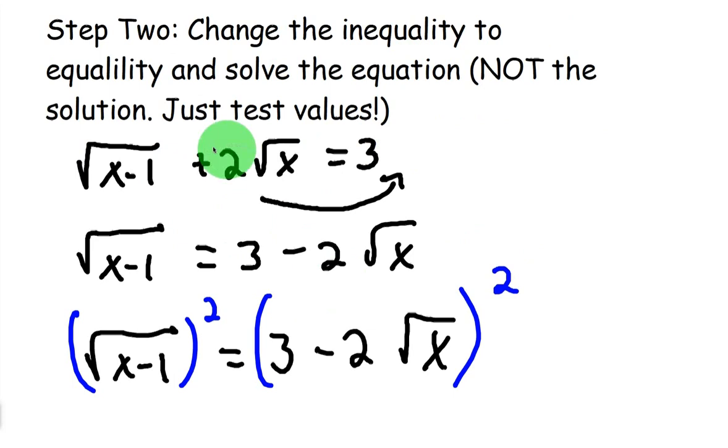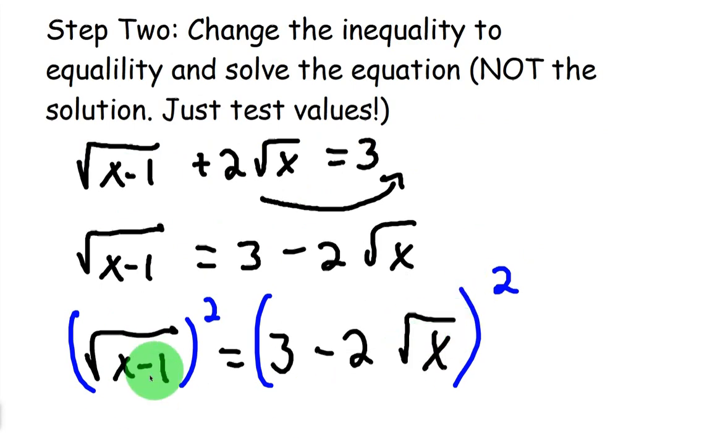You want to get one of the square roots on one side and move everything else to the other side. So we're going to subtract this 2 square root of x and move it over to the right, and now we have the square root of x minus 1 is equal to 3 minus 2 square root of x. Once you do that, you square both sides to get rid of the one radical. We're still going to have another one over here, but that's okay.